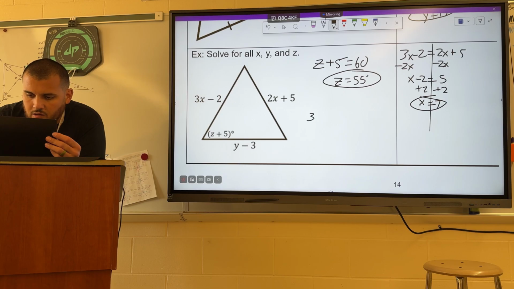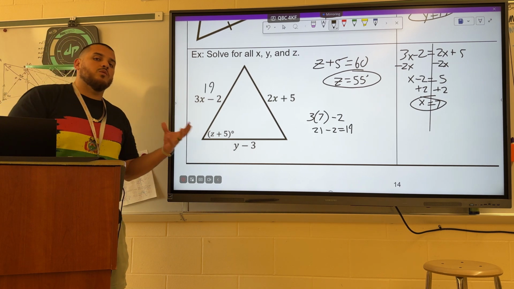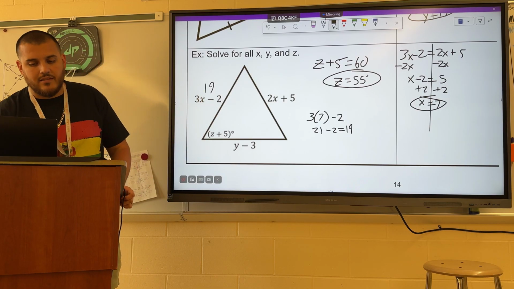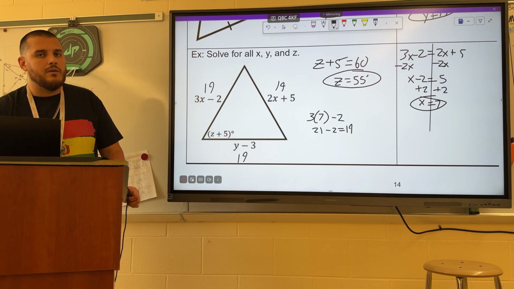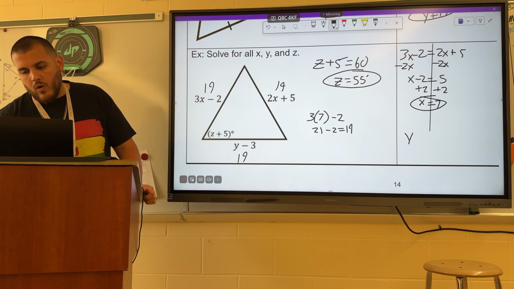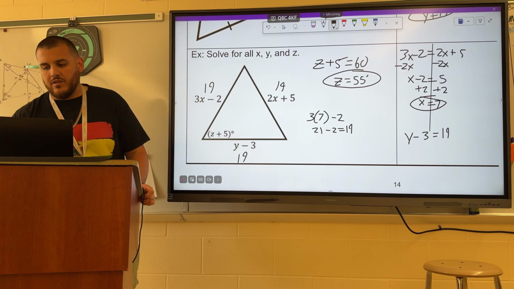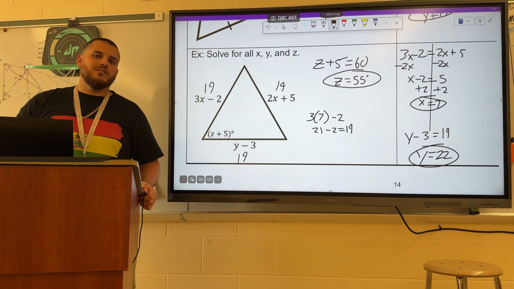So that 3x minus 2, I'm going to substitute the 7 for the x. 3 times 7 is 21. 21 minus 2 gives me 19. So I know this side is 19 units long, and because we're assuming this is an equilateral, if that's 19, this side would be 19 units long. This side would also be 19 units long. So the equation to solve for y would be y minus 3 equals 19. And there we would just add 3 to both sides to determine that y is 22 units long.